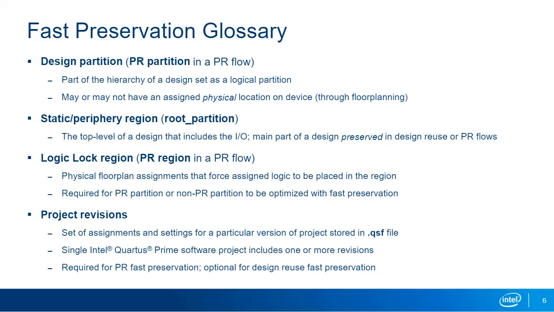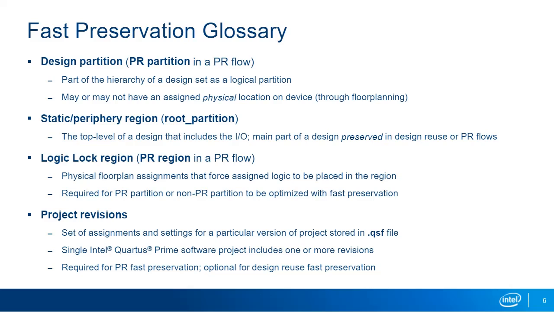Next, the periphery region, called the static region in a PR design, refers to the top level of the design that includes the I/O, but may also include some core resources. In the Intel Quartus Prime software, this is referred to as the root partition. The root partition is the main part of the design that gets preserved in the design reuse and PR block-based design flows.